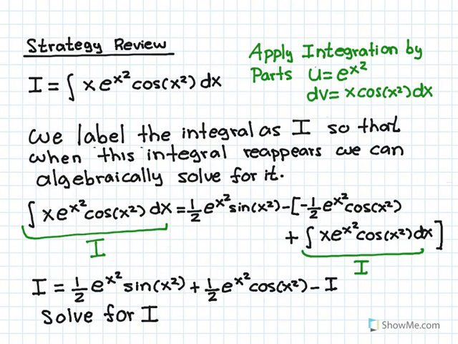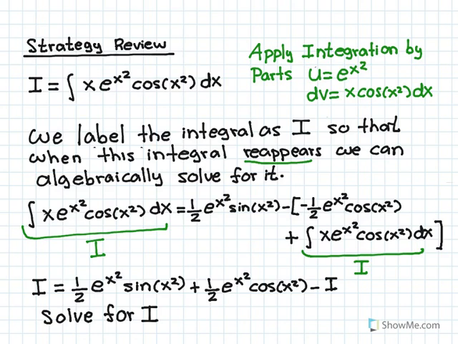So let's do a review of the strategy that we applied. We basically applied integration by parts. We let u be equal to e to the x squared and dv is equal to x times cosine of x squared dx. We label the integral as I so that when this integral reappears, we can algebraically solve for it. So the integral x e to the x squared times cos of x squared dx, we integrate by parts once to get 1/2 e to the x squared sine of x squared minus bracket negative 1/2 e to the x squared times cos of x squared plus integral x e to the x squared cos of x squared dx. But now you can see that the integral that we were seeking has reappeared. And this is a recursive or loopy nature of this type of question.